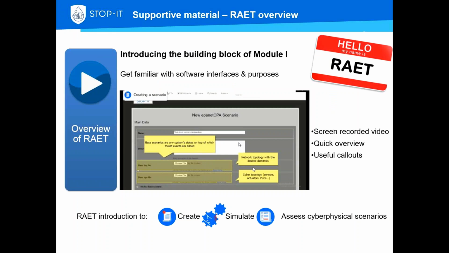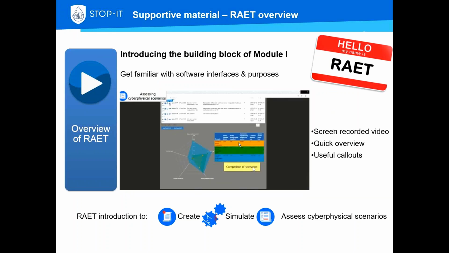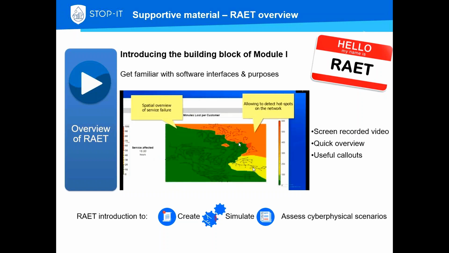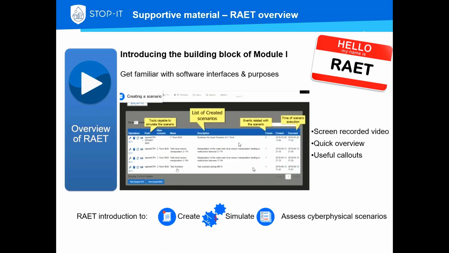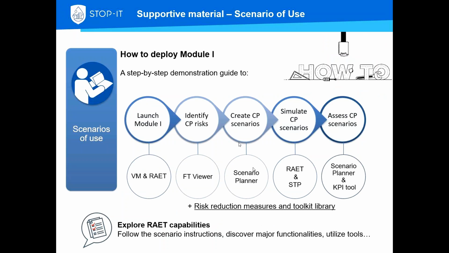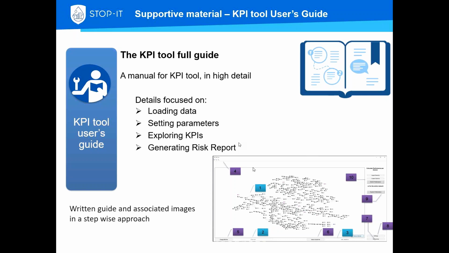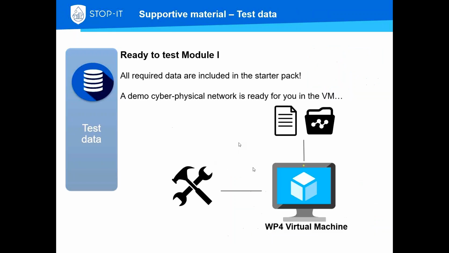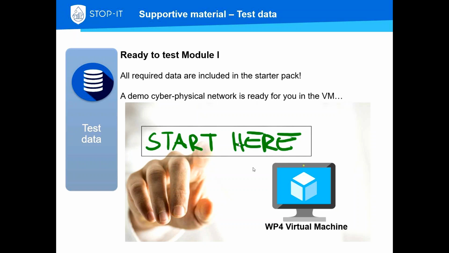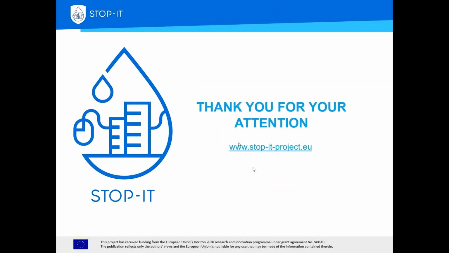Now, in more detail, the video of RAET will help you get familiar with the software interfaces and introduce you to how to create, simulate, and assess a cyber-physical scenario. The step-by-step document will guide you on how to actually use the tools. In other words, how to launch them and perform all the actions that will be demonstrated in a while. The full guide of RAID provides additional and detailed information on the tool per se and details on its development. Similarly, additional information is provided in the manual of the KPI tool to know more about the framework and the development of the tool. And as we said, all required data are included. So we are ready to start exploring the tools. So that is from my side. Thank you very much for your attention.